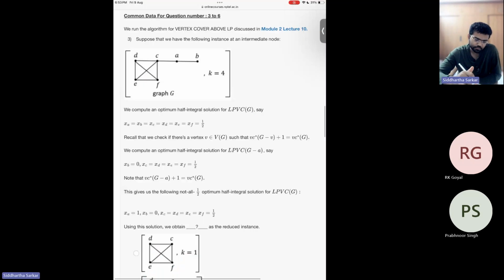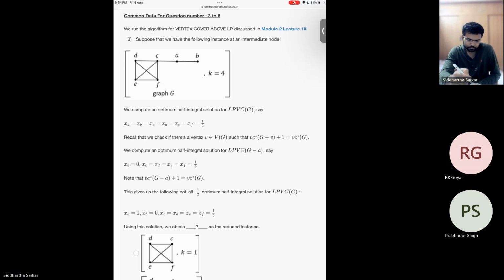So after that, they have the second step. Identify a vertex such that if you remove that vertex, if you take G minus v and then run your half integral algorithm, then you will get some other value of the half integral solution. So they are removing a. They're saying we compute an optimum half integral solution for LPVC of G minus a. Once we have removed a, in this figure, removal of a means the two edges incident to a are also removed. So now there is no obligation to cover the two edges AC and AB once A is removed.